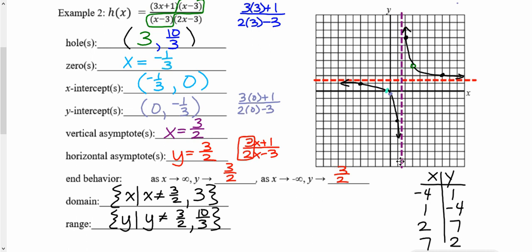So for the range, I want to look at the graph from bottom to top, and I want to pay attention to any horizontal asymptotes or the y values of any holes. So as I'm working down forever, I'm fine, I'm over here, and then I hit this asymptote. So y cannot be equal to 3/2 because that was the y value of my horizontal asymptote. Then over here, I pick up on the other side and I'm going up, and now y can't be equal to the y value of this hole, which was at 10/3. And then it keeps going up from there. So my range is y is not equal to 3/2 and 10/3.